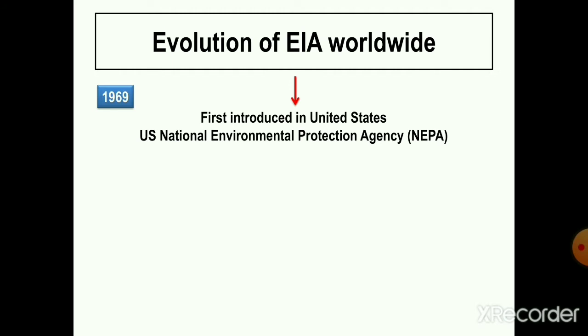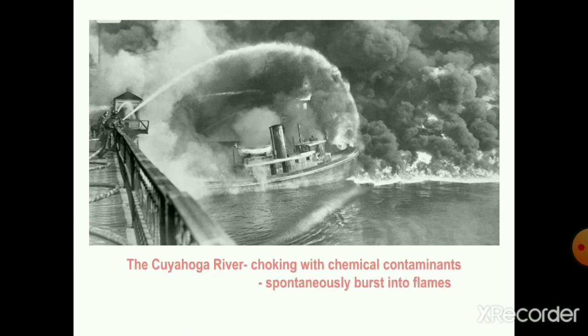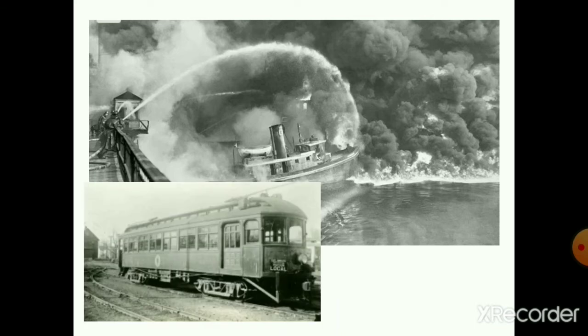So, what all incidents led to a decision like this? This is a photo showing Cuyahoga River burning in 1966. It was not the first time. Total 13 times this river has caught fire due to the chemical contaminants present in the water. So what led to an incident like this? It happened because a spark from a rail car triggered this particular fire.